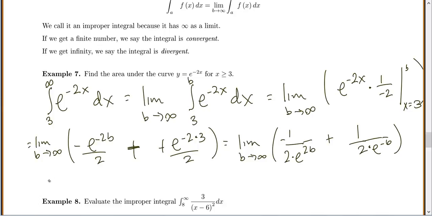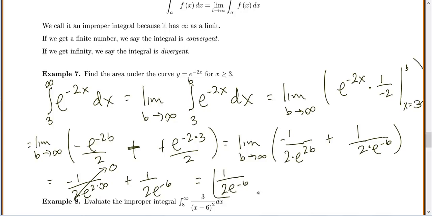Now we can plug in our infinity. So this is going to be negative 1 over 2 e to the 2 times infinity plus 1 over 2 e to the negative 6. Okay, notice we're dividing by really big numbers. Anything divided by really big numbers, no matter what it is, always gives you 0. So we're just left with 1 over 2 e to the negative 6. And that would be the area under the curve for x greater than or equal to 3. Notice this is an actual number, so we would say that the integral is convergent. Sorry, the only thing I did is I moved that negative exponent down to the bottom and then I kept it negative. That should be a positive e to the positive 6.